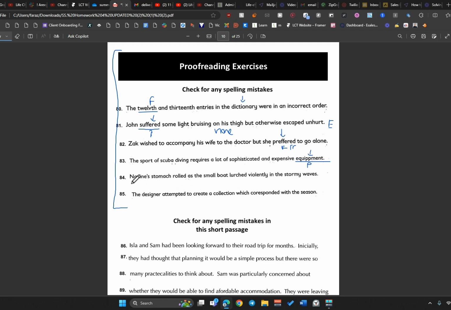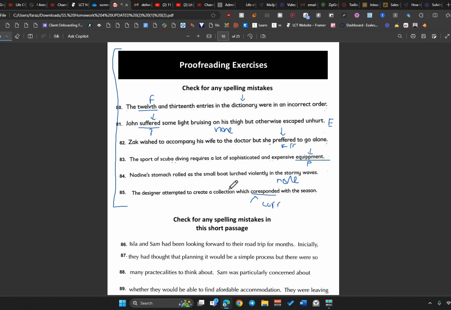Question 84. And Dean's stomach rolled as the small boat lurched violently at the stormy waves. I'm not seeing any initial mistakes in this. Yep, I'm going to go with none for this one as well. So question 85. The designer attempted to create a collection which corresponded with the season. Now, corresponded should have two R's, so that will be the mistake here.